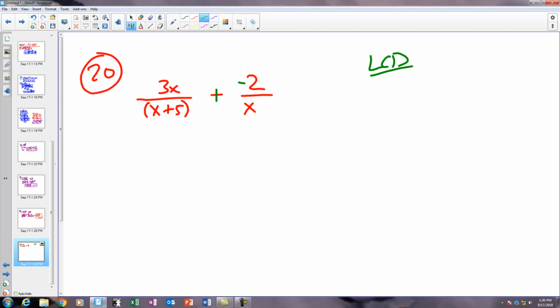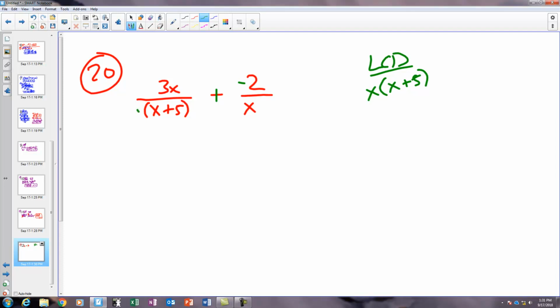I need these two fractions to have the same denominator so I can combine them into one fraction. That's our goal. So we look at the denominators, and as long as we can't just multiply to make them the same, like x plus 5 is not the same thing as x, the only way to make them the same is to multiply them together. So I'm going to say the LCD is x times x plus 5. Now I just need to make sure that both of them have the same denominator.